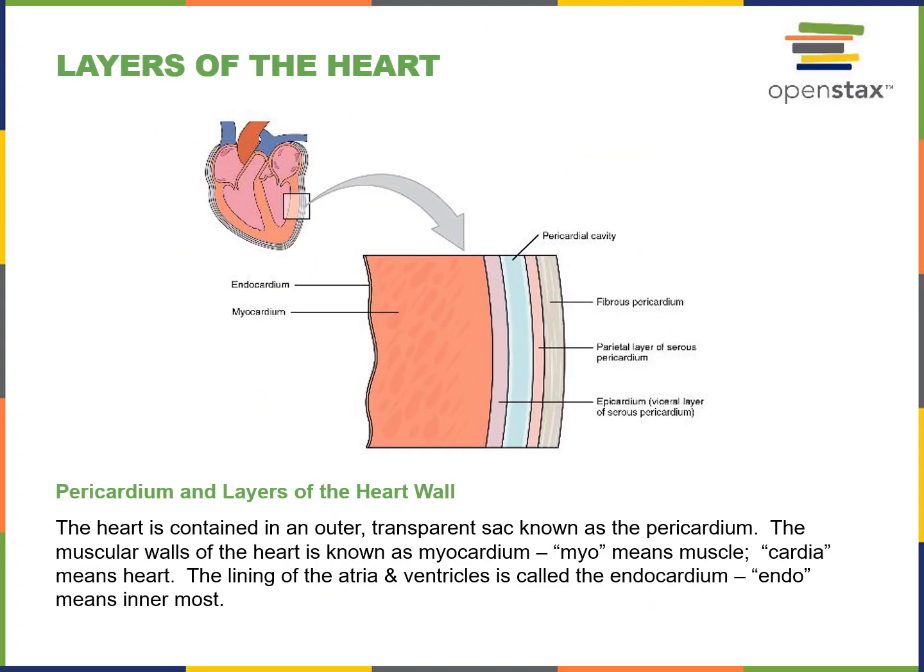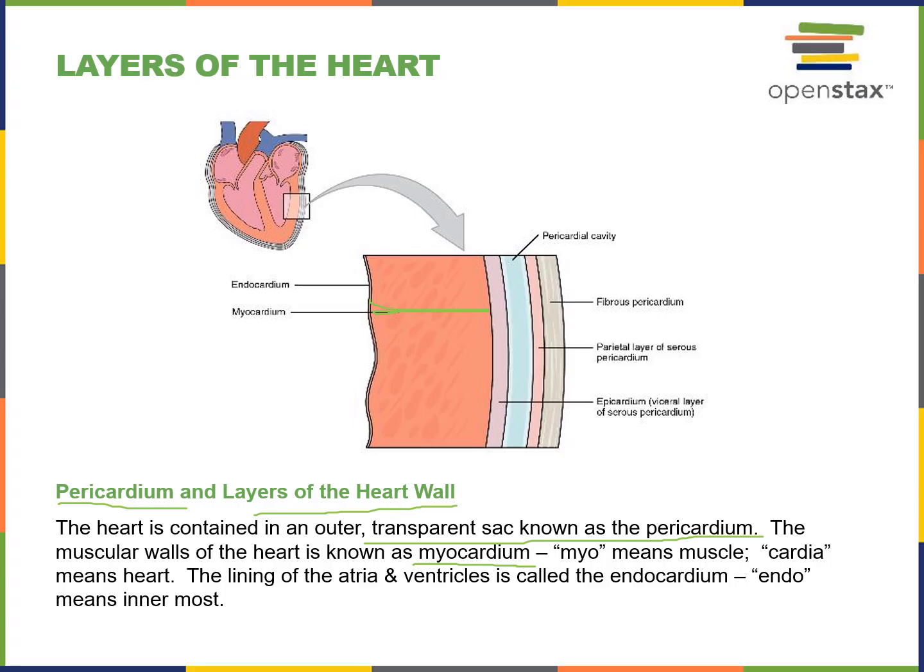Now this slide shows a little bit more about the pericardium, which is the sac that the heart sits in, and the layers of the heart wall. Well, let's see how much of this you need to know. So the heart is contained in an outer transparent sac, known as the pericardium. Definitely you need to know that. The muscular wall of the heart is known as the myocardium, right? Myo means muscle, cardium means heart. So where is the myocardium? This is what you want to appreciate here, this width. So the thickness there, that's the myocardium. That's the cardiac muscle. That is what actually has to contract and relax.